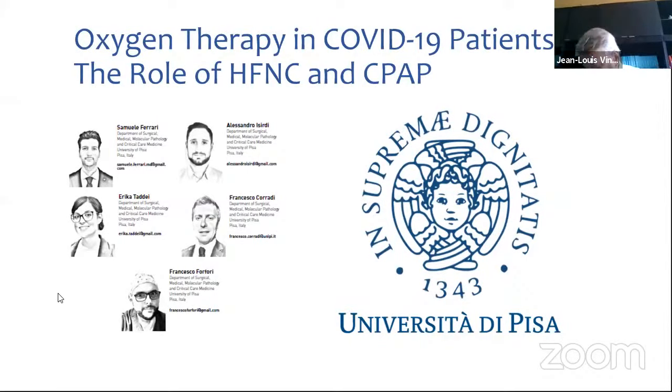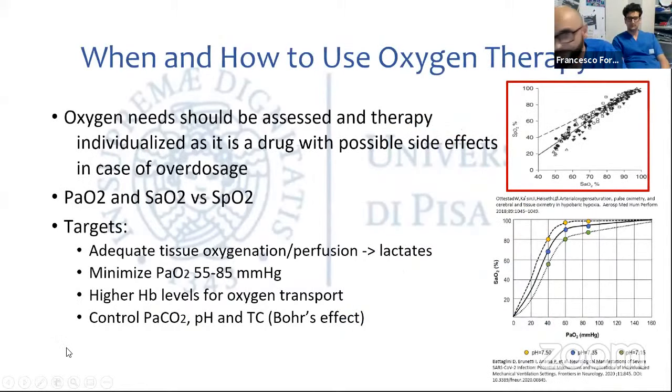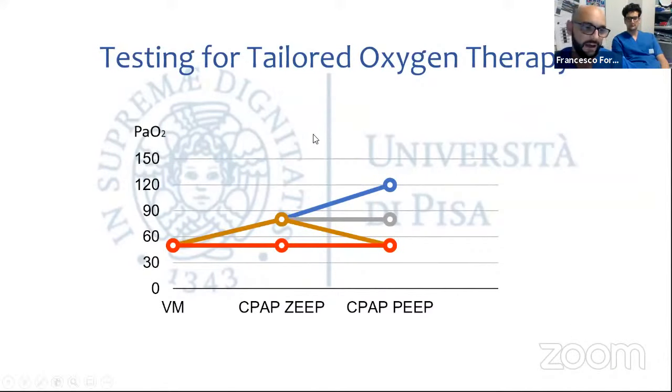As we have learned, oxygen is a drug, and we should treat it as a drug. We should consider that we have some targets that need to be followed. We have to know the physiology. We have to know the limits of the tools we are using to assess the status of the patient. But what is important is that we have to personalize the therapy for each single patient. And this is what we did in Pisa, as we assess oxygen therapy in COVID patients, testing FiO2, then high flow, and then lung recruitment in a step-by-step approach.